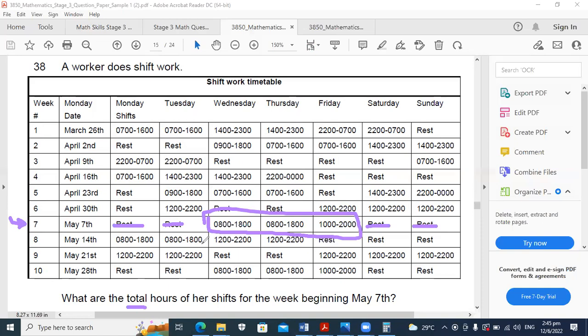What is 0800? What time of day is that? The morning. It will be 8 o'clock in the morning, not true? Remember, army time starts counting at 1 p.m. 1 p.m. is what? 1300 hours. So this is 8 a.m. in the morning. And then 1800 hours is what? 6 p.m.